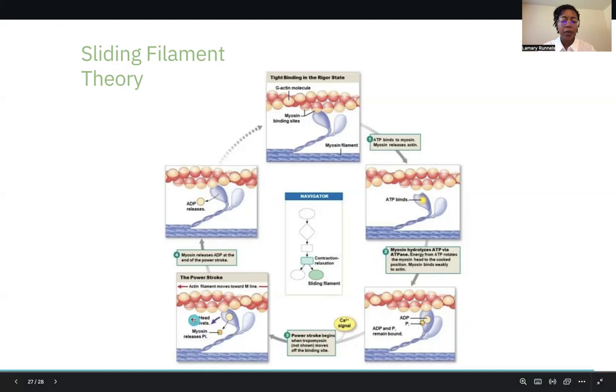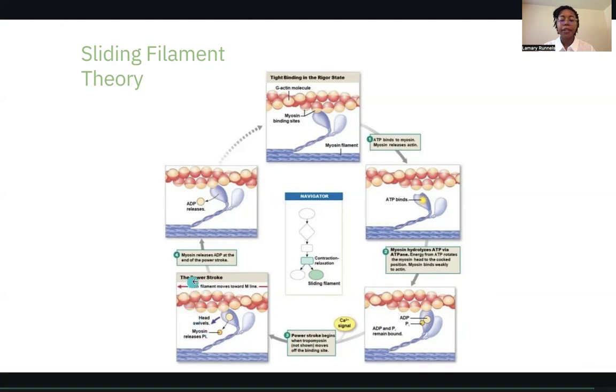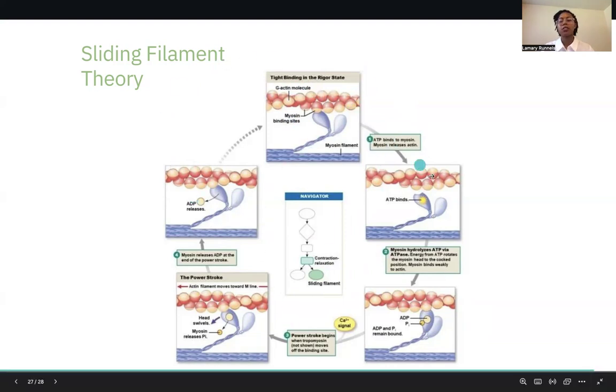And then the power stroke is initiated, and after that, the myosin releases ADP at the end of the power stroke. And then you have a tight binding in the rigor stage right here, and it all repeats itself all the way back over. So contraction to relaxation, contraction to relaxation.